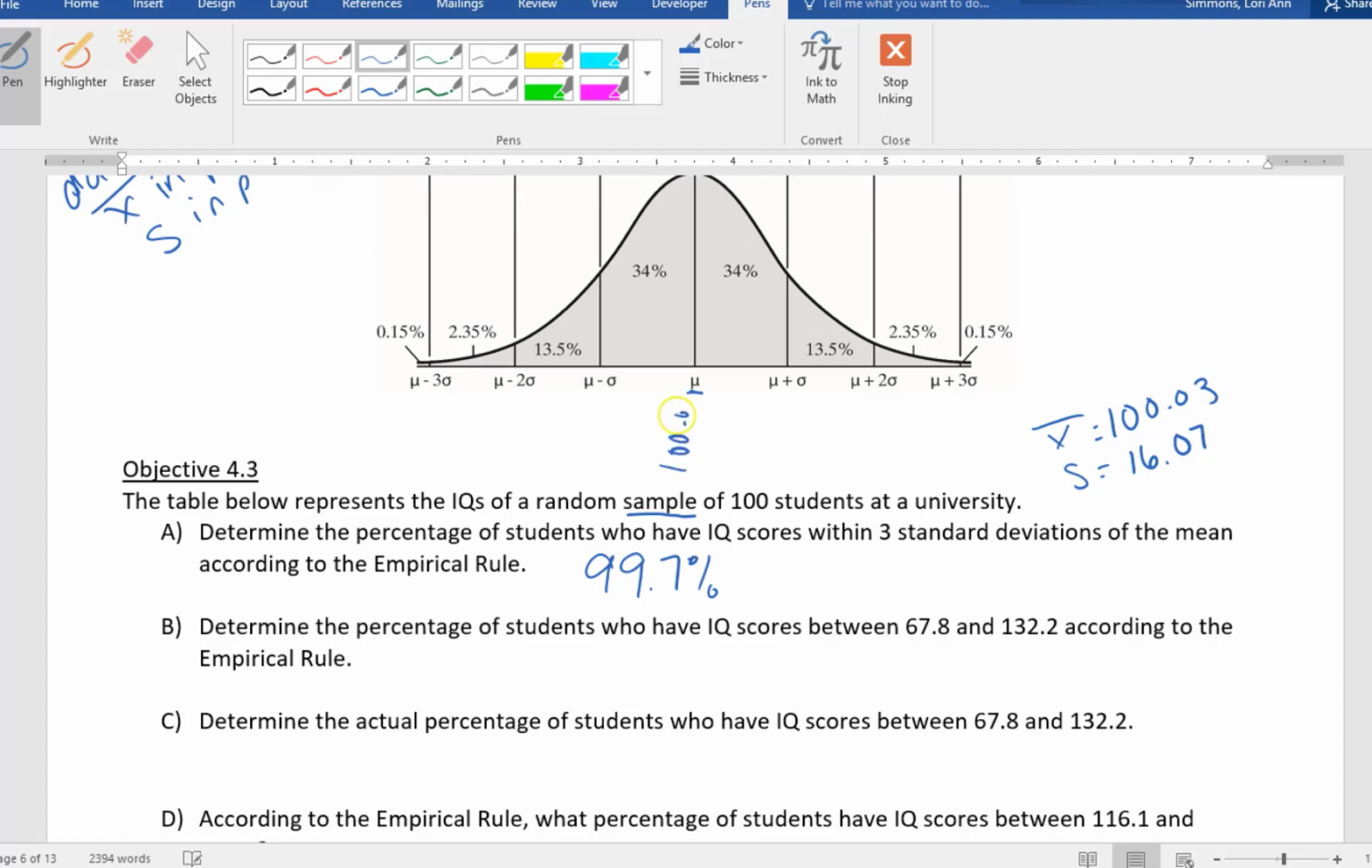So the mean was 100.03. Now add the standard deviation one time, so that's 116.1. Then add it again. And then add it one more time. Now do the reverse. On the left hand side, now subtract. So you get 83.96, 67.9, and 51.8.